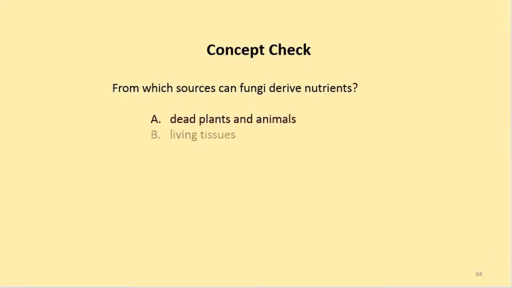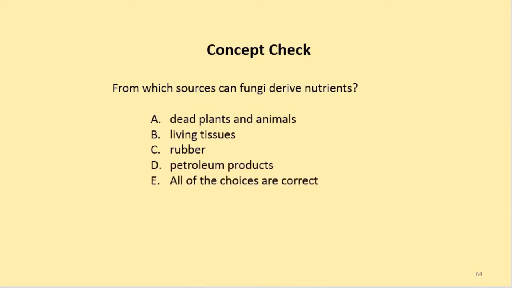Which sources can fungi derive nutrients from? Dead plants and animals? Yes. Saprobes. Living tissues? Yes. Rubber? You may not think so, but yes. Remember, rubber is produced in plants, so it probably isn't going to live on the rubber on your cars. That would be vulcanized rubber, which is a little different. Petroleum products, which, don't forget, are also organic matter that comes out of the ground because of living animals, right? So it wouldn't be a stretch to imagine that it's all of the above.